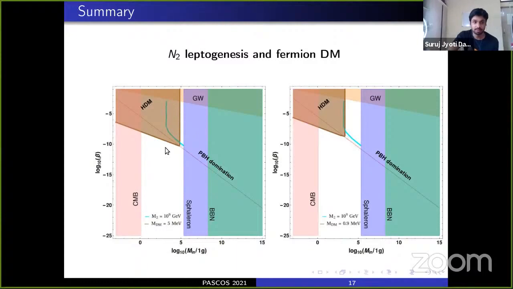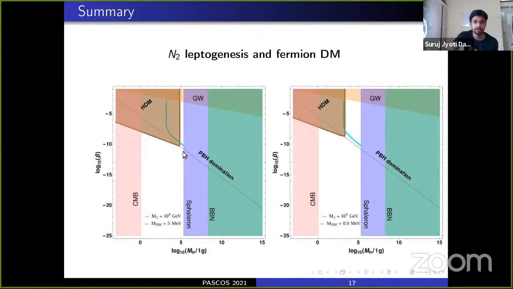So here we have just used a conservative approach and imposed an upper bound of 10% on this extra warm component. As you can see, this brown colored region gives more than 10% of this warm component. And so here we can see that there is some region where it can give the correct asymmetry as well as dark matter at the same time.